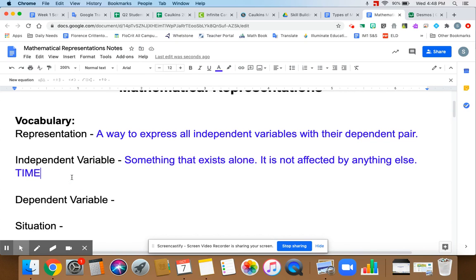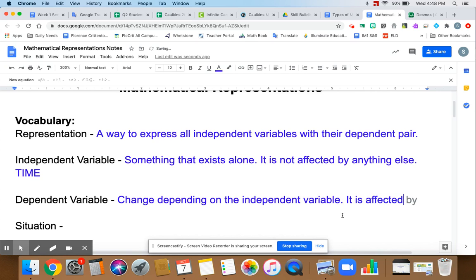Like minutes are gonna go by, seconds are gonna go by, days, years, months. Time is just gonna keep going. Hours are gonna go by. And then as time goes by, things change. And what changes is your dependent variable. So dependent variables change depending on the independent variable. So it is affected by the independent variable. Usually what's affected by our independent variable, by time, is the amount, how much we have.